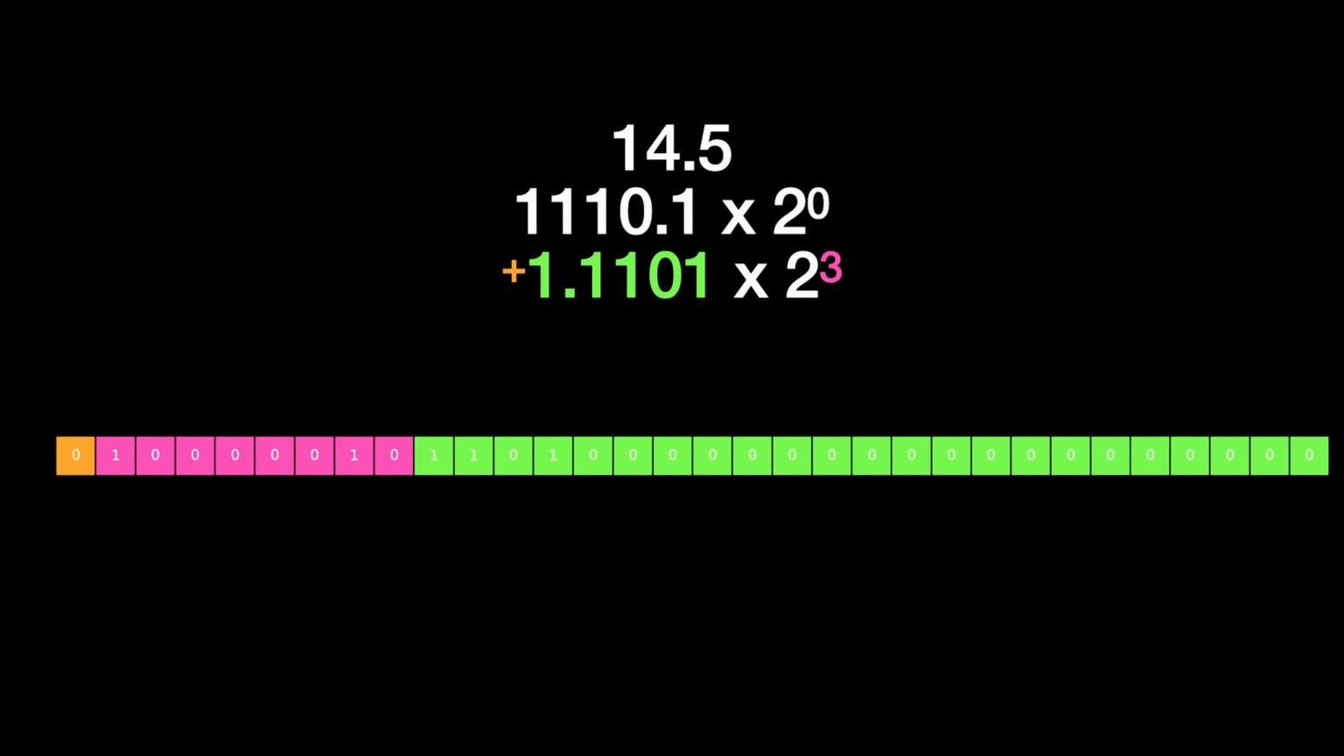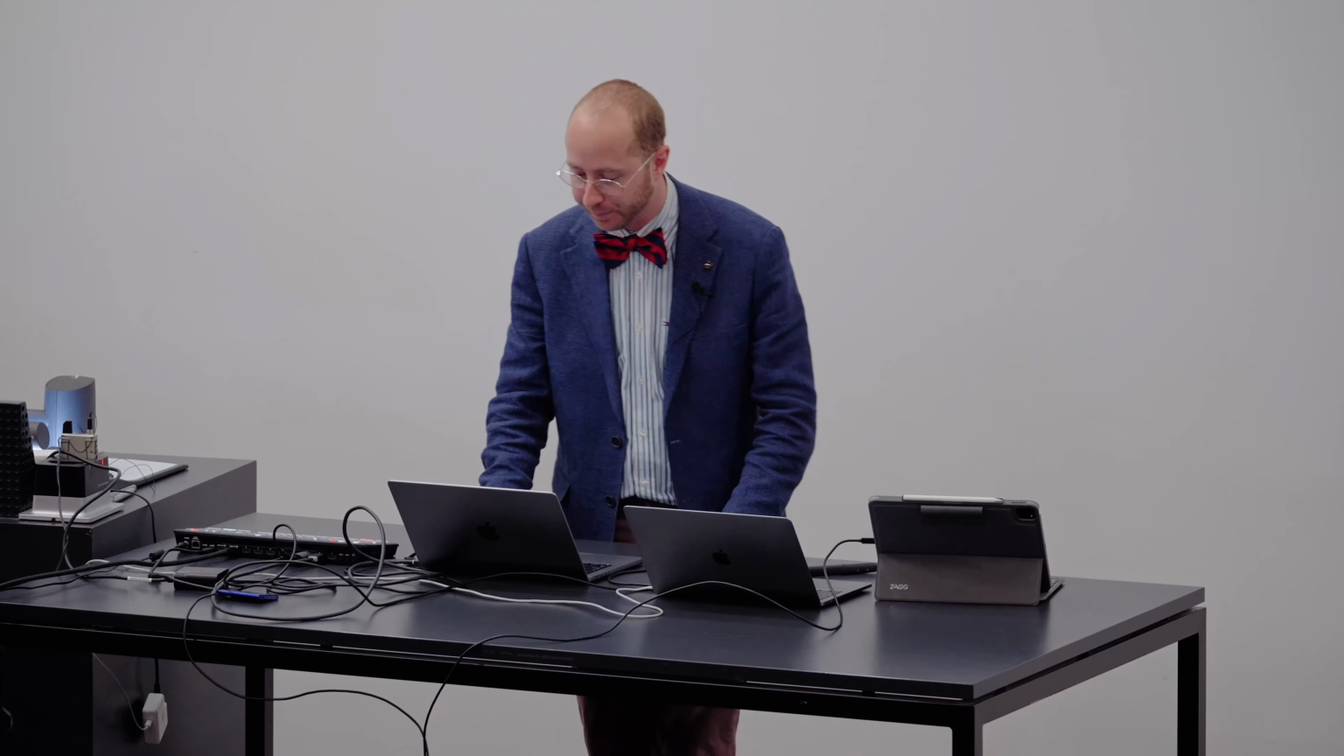Okay, so we're good. Now we have our way of converting numbers into floats. And yes, this is most definitely examinable, so I would practice a couple of these examples. But as you can see, it's not that hard once you get the gist of it. You just have to follow the steps.